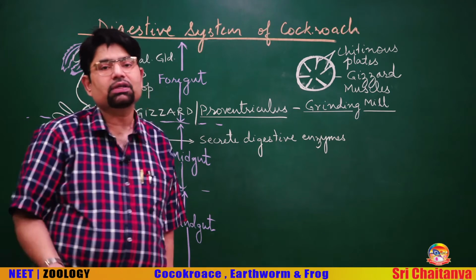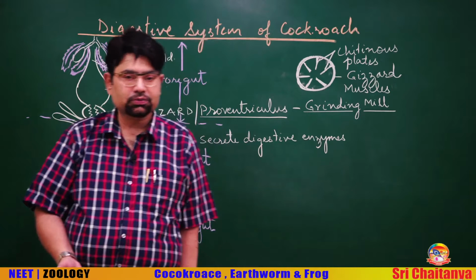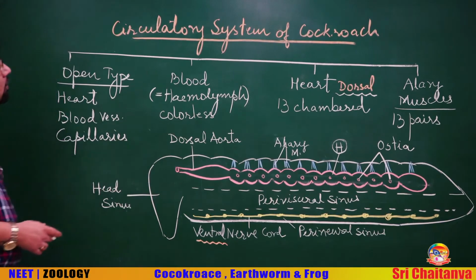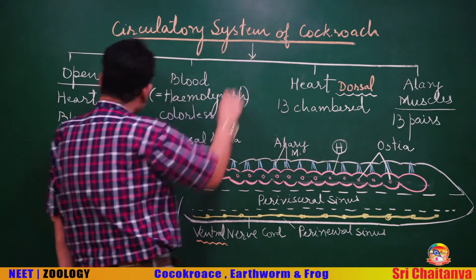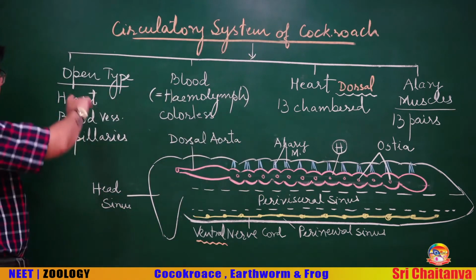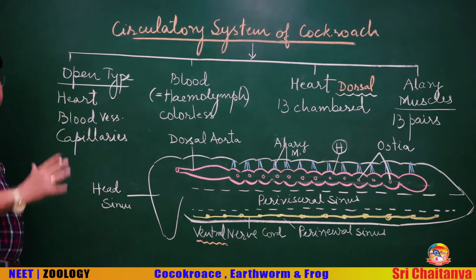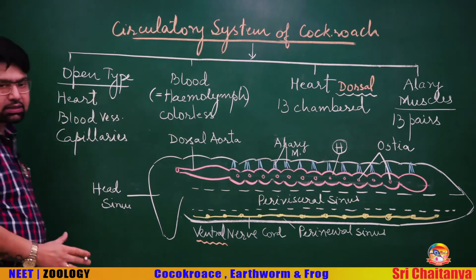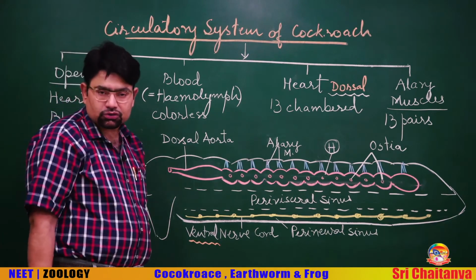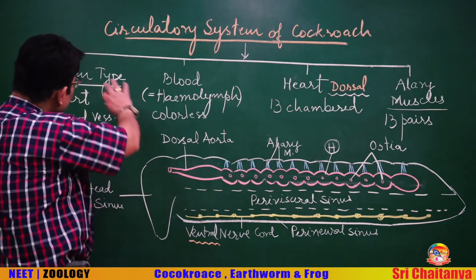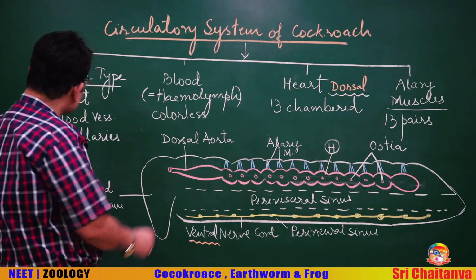Now, let us begin with the cardiac system or circulatory system of cockroach. This is the circulatory system of cockroach. These are the different parts which I have written here. The points are, number 1, it is open type. These are some important points regarding the circulatory system.